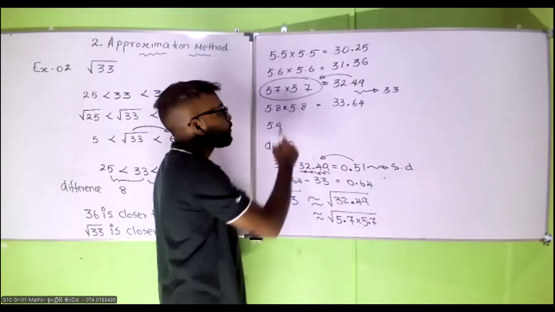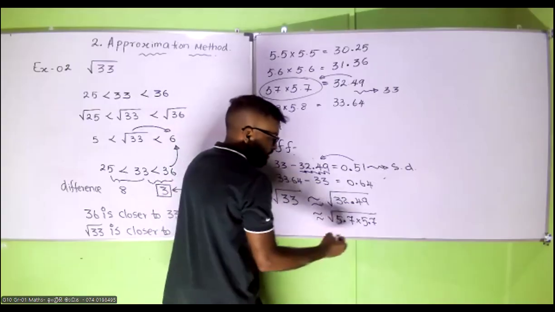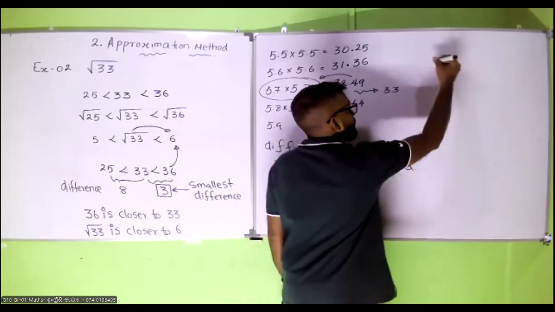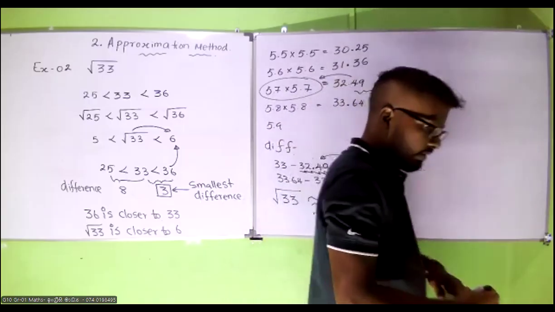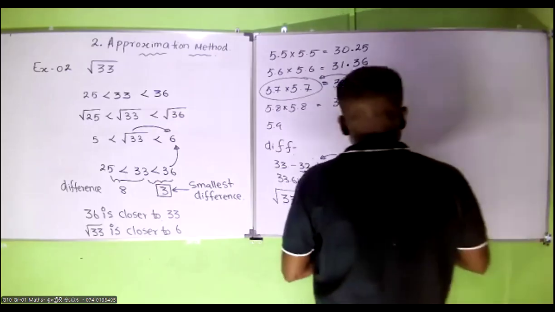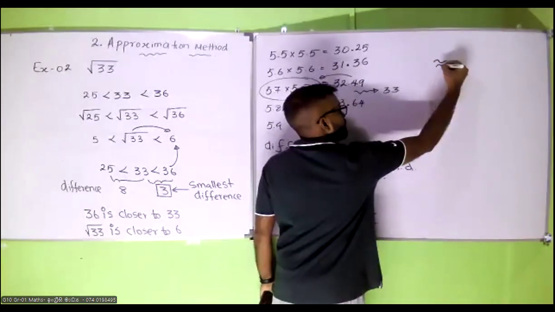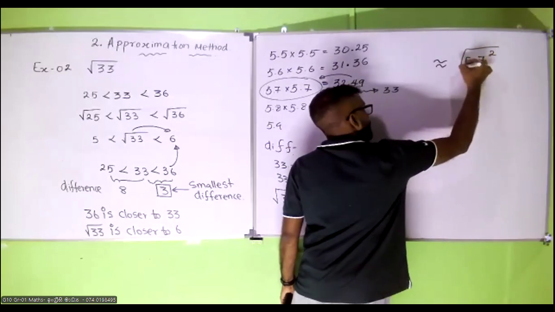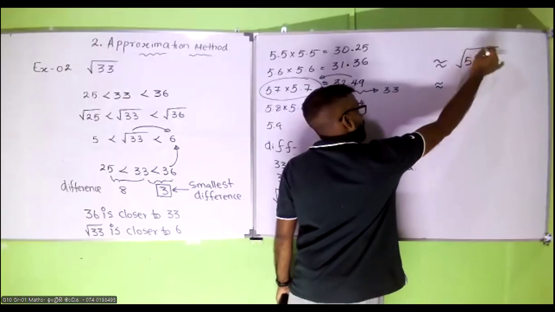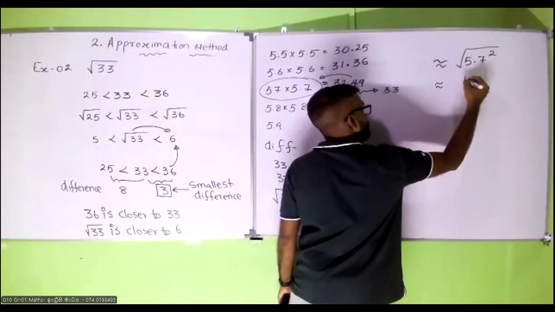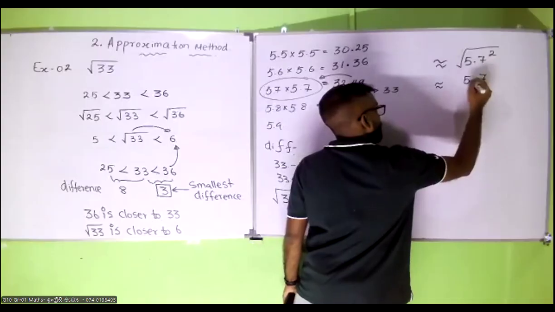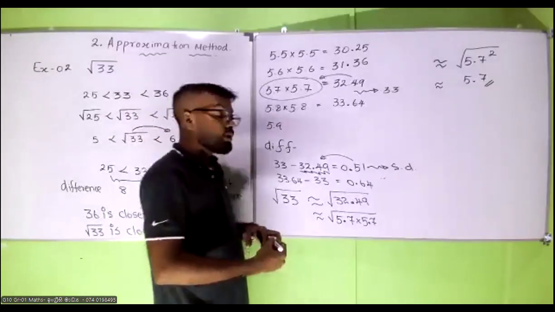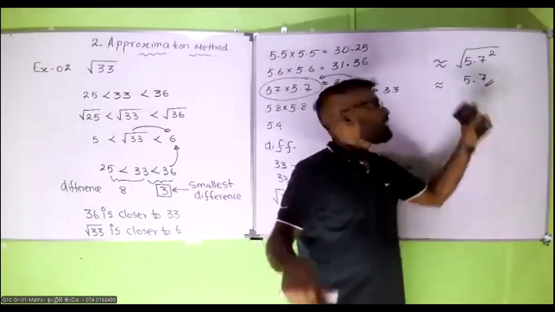So 5.7 into 5.7 can again be written as approximately the square root of 5.7 to the power 2. The square root of 5.7 squared means 5.7. So this is the first approximation. The first approximation of the square root of 33 is this.